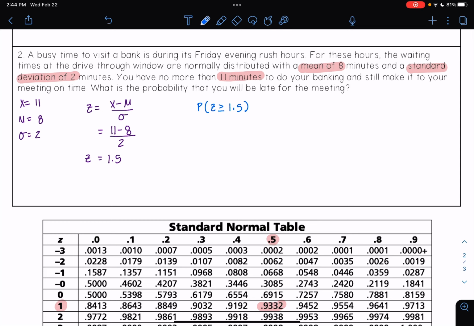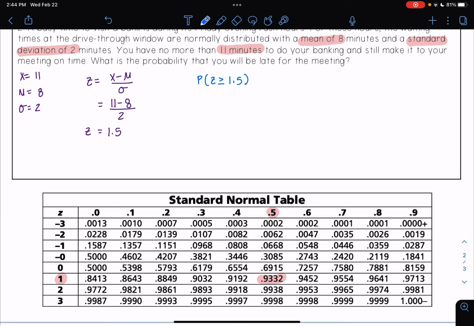But remember, for greater than or equal to, in order to use my standard normal table, it has to be less than or equal to. But since the area under the normal curve is 1, I can go ahead and say that this is equal to 1 minus the probability that z is less than or equal to 1.5. Well, we already know that probability is 0.9332, since we had 1.5 in the previous problem. And so when I do 1 minus 0.9332, I get that this probability is 0.0668.